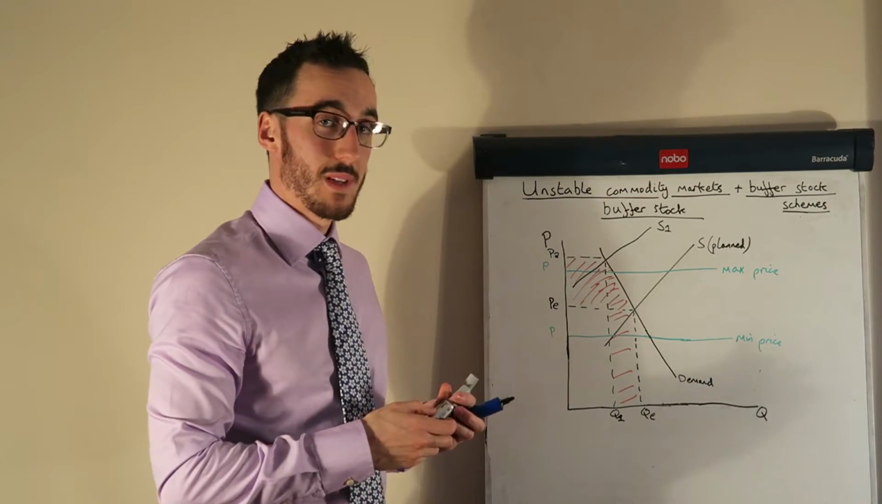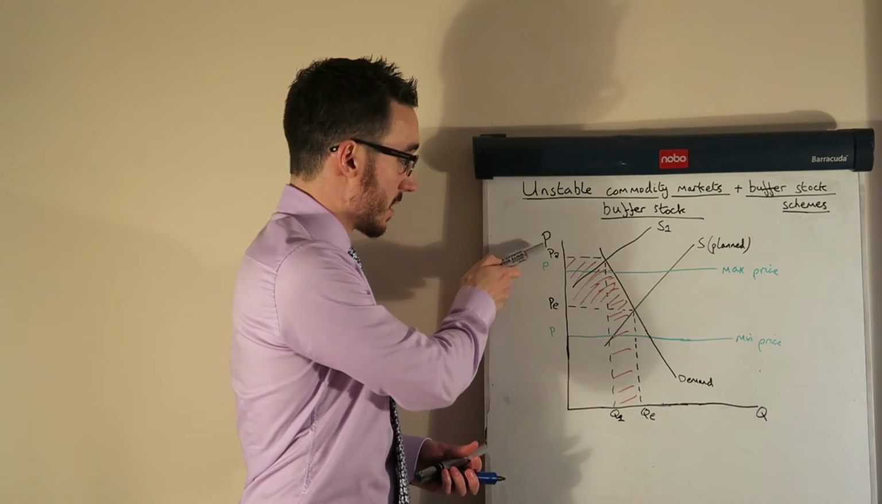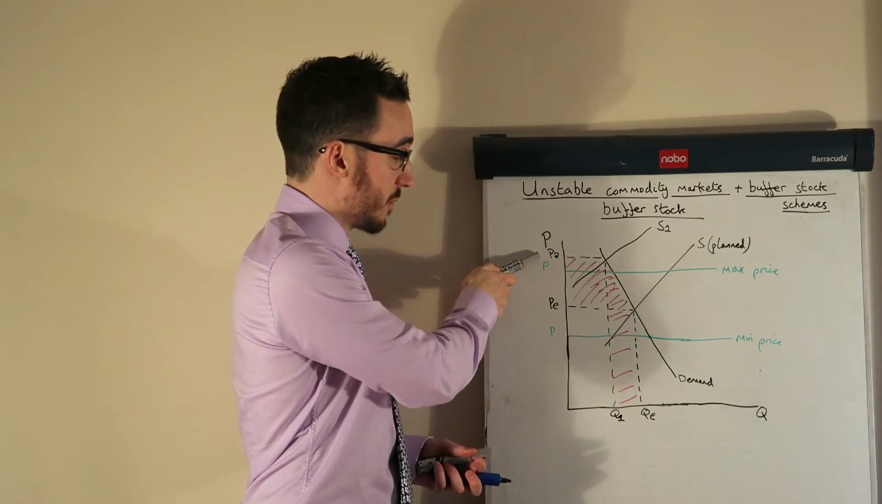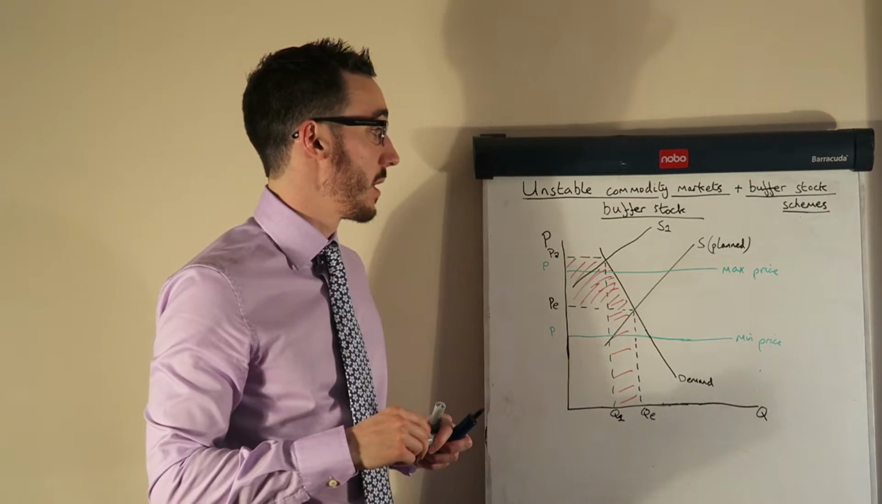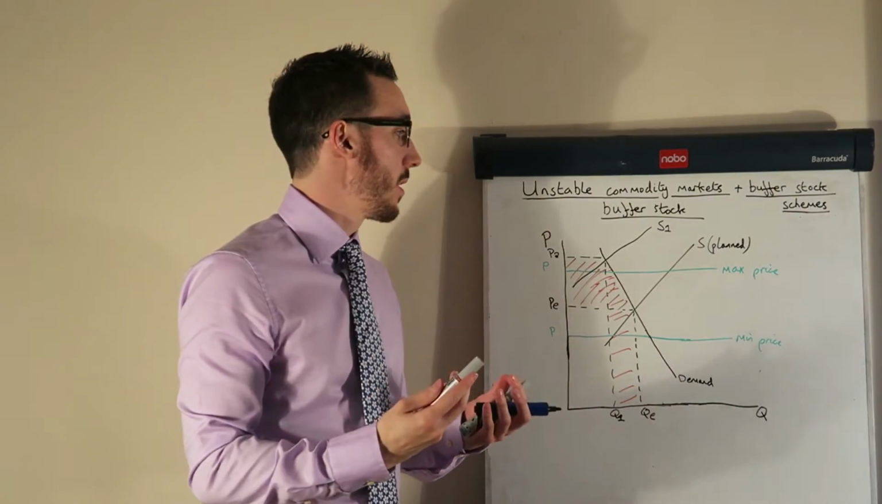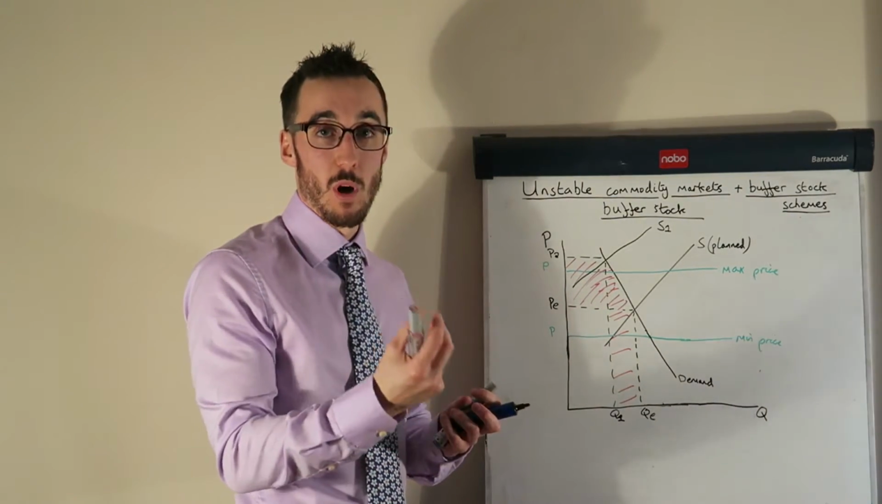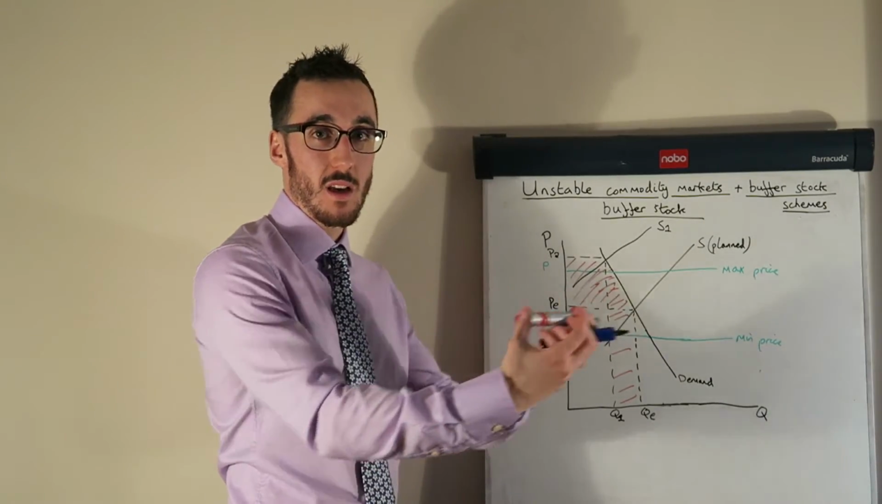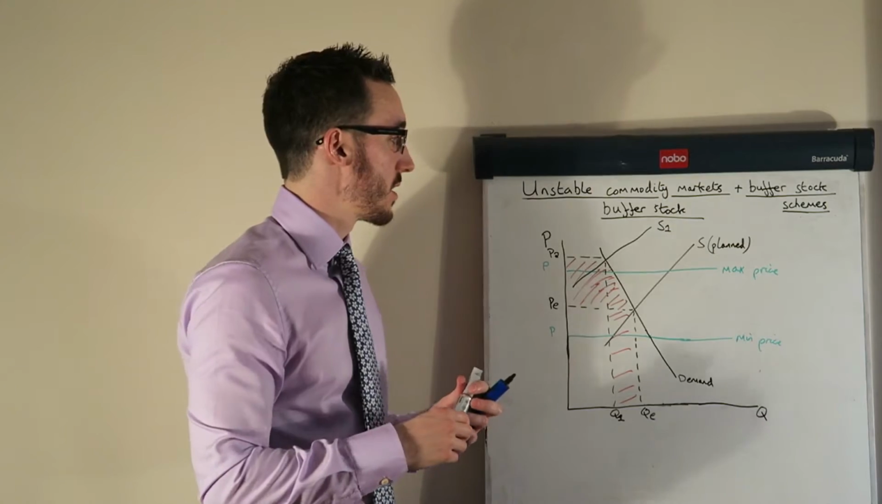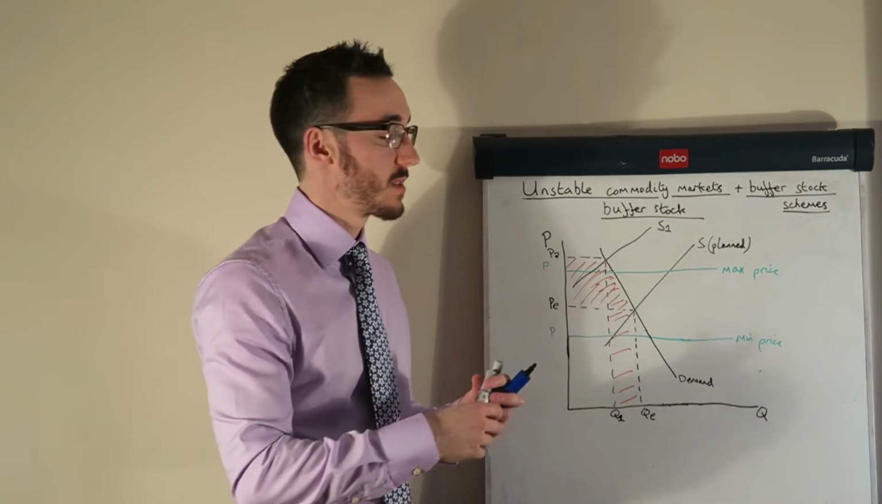So what's happened here is the price has increased more than the government is happy with, more than the maximum price. So what does the government do? Well, we assume that the government has buffer stock. So we assume the government has enough wheat already held in their reserves to be able to sell that stock.